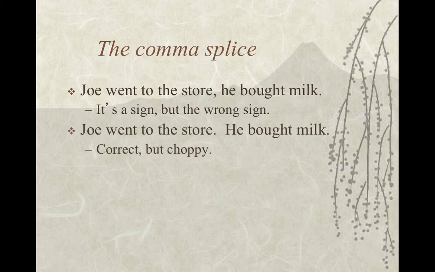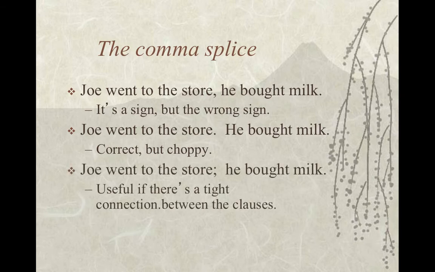So we could make this two sentences. "Joe went to the store, period, he bought milk, period." It's correct, but now we're back to choppy. We could use a semicolon. "Joe went to the store, semicolon, he bought milk." And by the way, if you use a semicolon, there should be a sentence on either side of it.